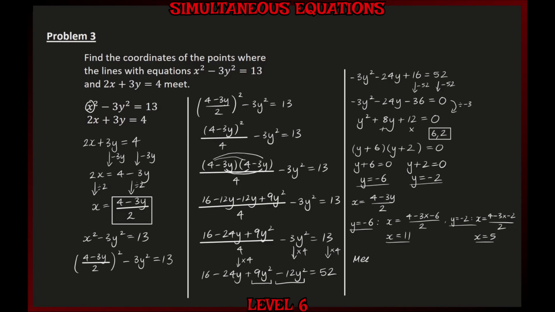So these two lines are going to meet at the points with coordinates. Well, from our first pair, we have an x coordinate of 11 and a y coordinate of minus 6. So they're going to meet at the point (11, -6). And from our second pair, we have an x coordinate of 5 and a y coordinate of minus 2. So they're going to meet also at the point (5, -2).